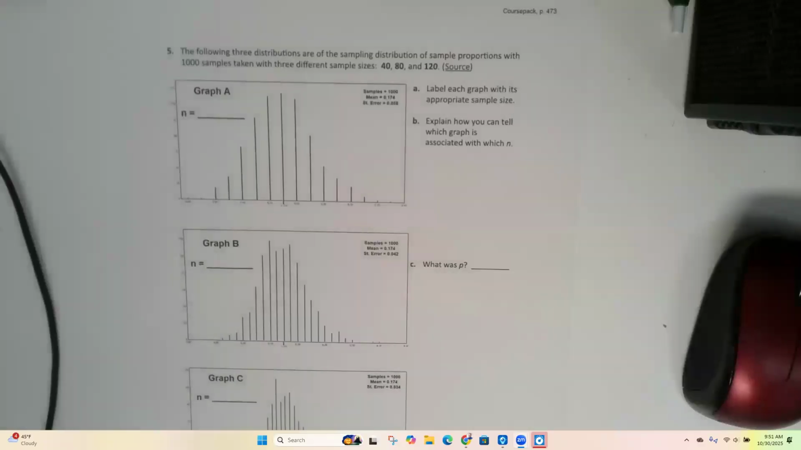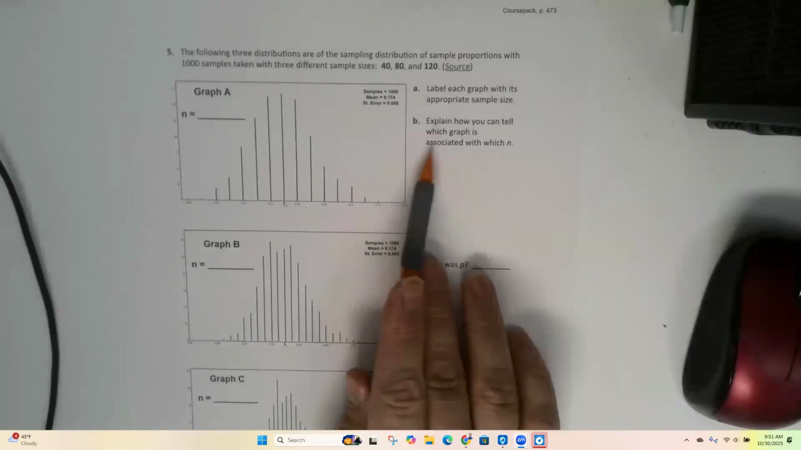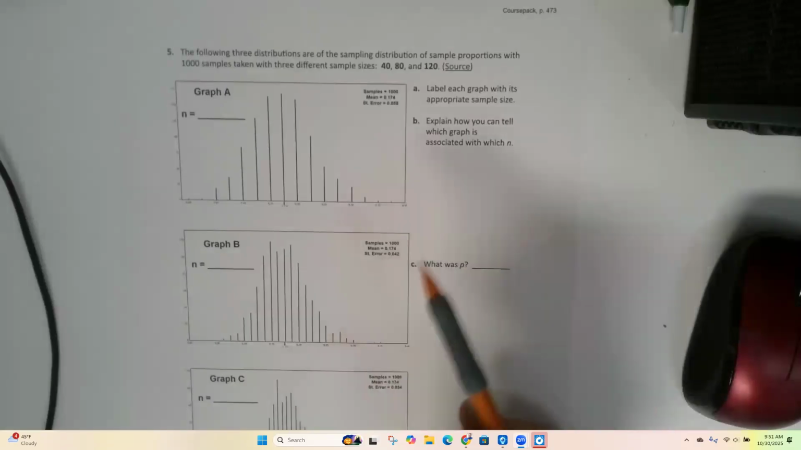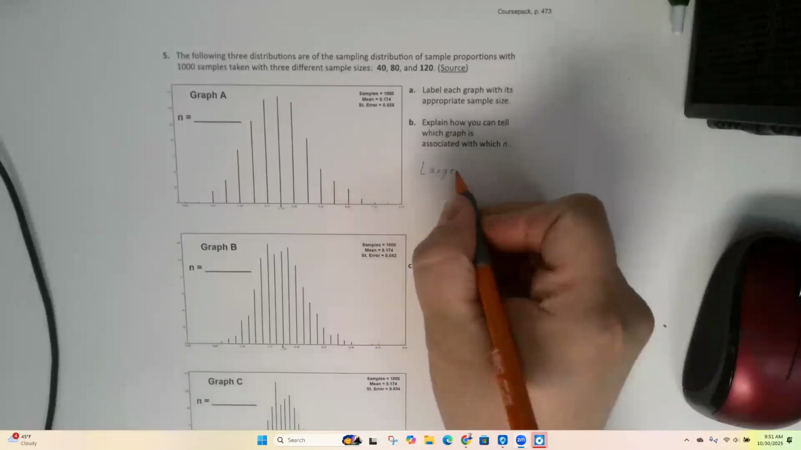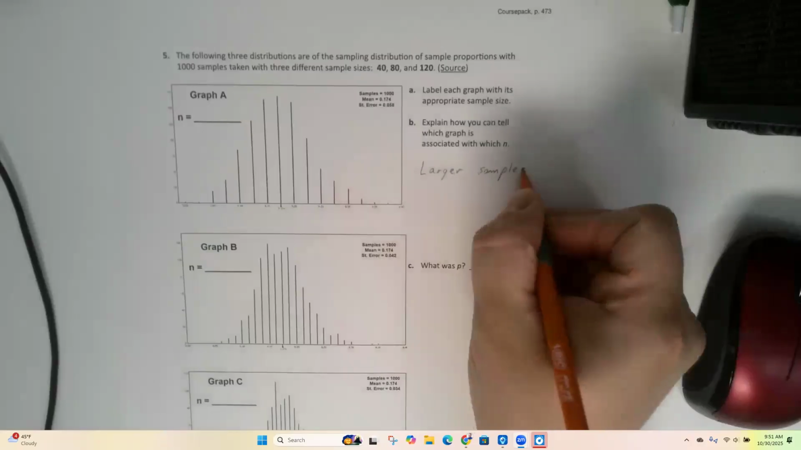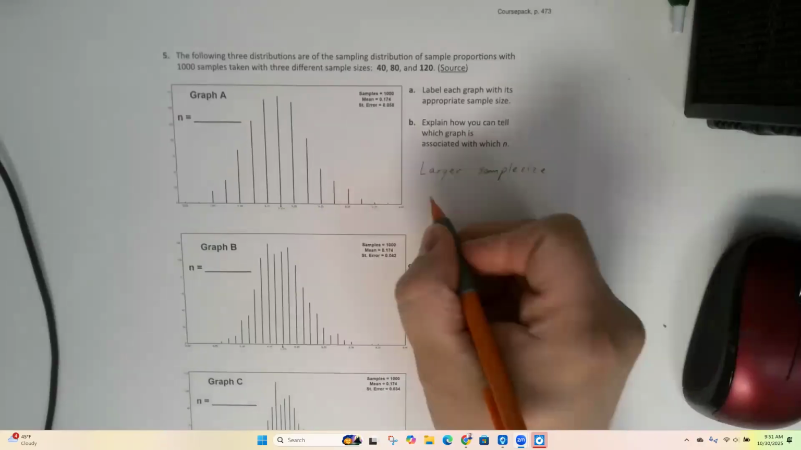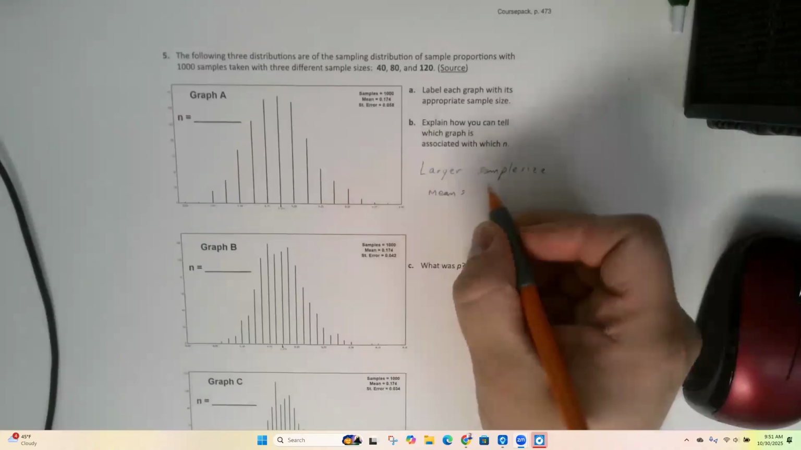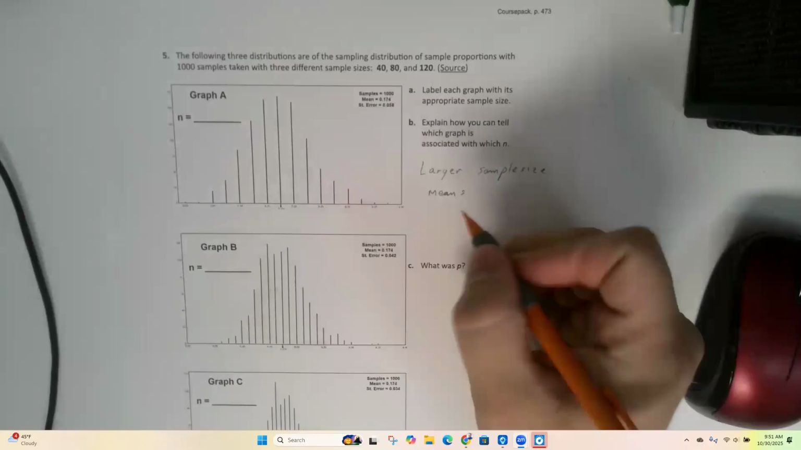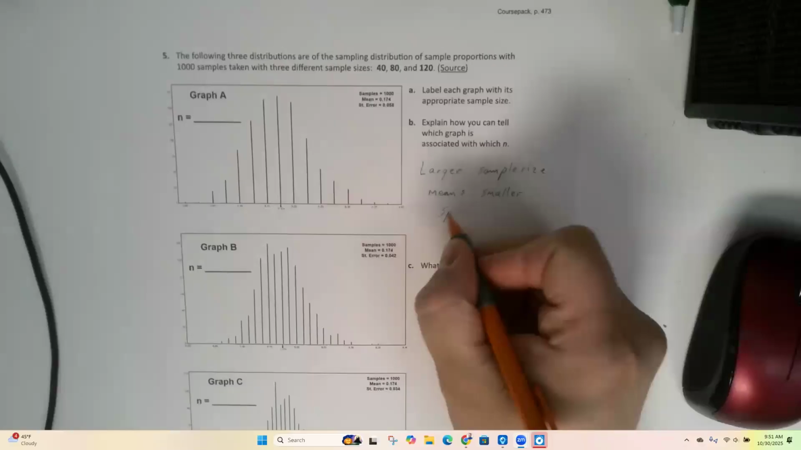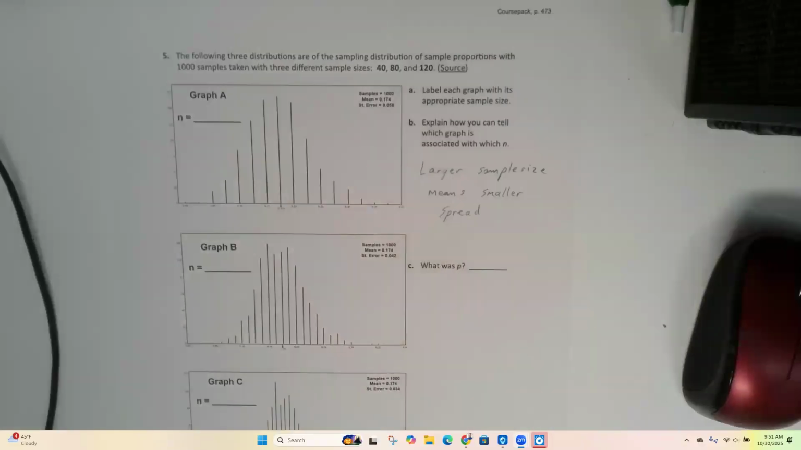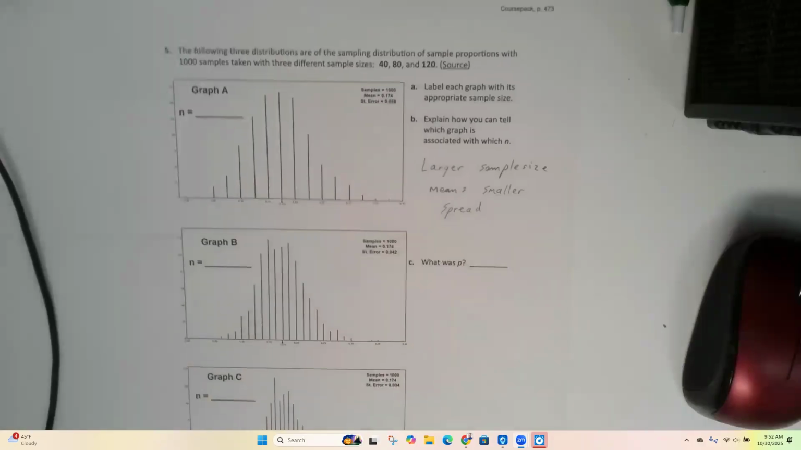And again, how can you tell which one is which? When you have a larger sample size, it means that your graph is going to have a smaller spread. When we say smaller spread, it means it's going to be thinner and taller. All right, well, it's pretty easy. I'm going to move on.